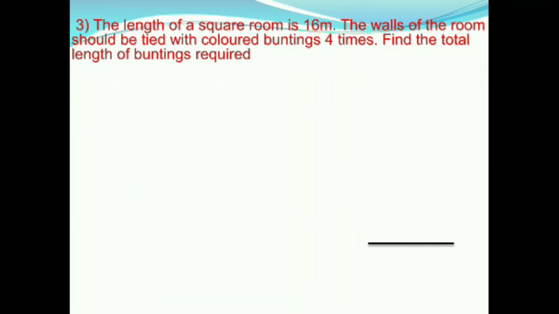Children, here first we should find out the perimeter of this square room. To find out the perimeter, first we should write the length. What is the length of this square room? Yes, it is 16 meter. What formula should we use to find the perimeter of a square? Remember children, perimeter of a square is equals to 4 into L units.